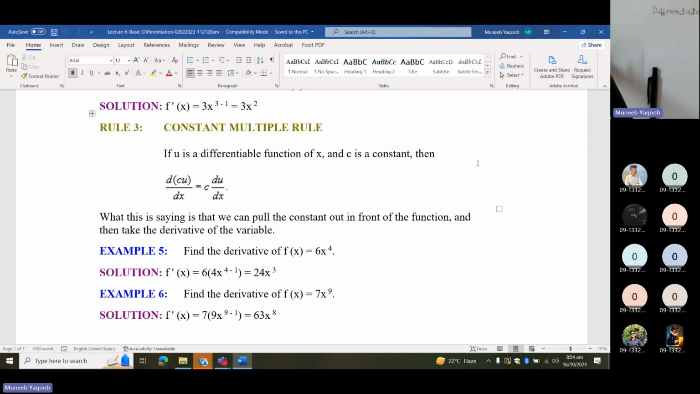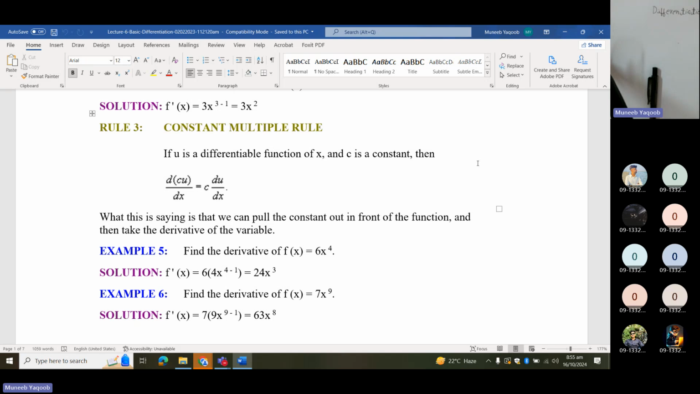we will take 7 common, then we will calculate the derivative of x power 9, which is 9 times x power 9 minus 1, that is 9x power 8. Then we will multiply this 9x power 8 with 7, so it will become 63 times x power 8.